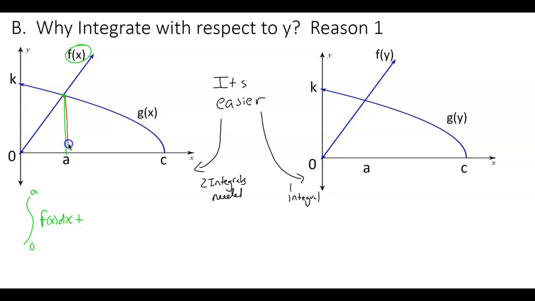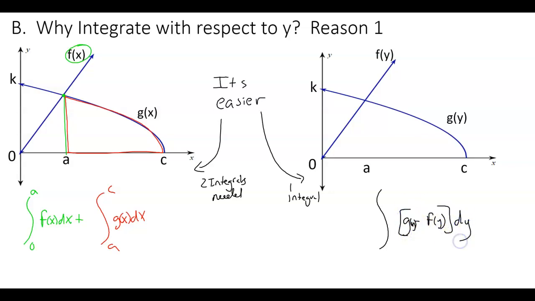But after a, we're looking at the area under the curve of g instead. So from a to c, I would have to find the area under the g function, and then I could add those two things together. But over here, since the g function is greater than the f function, we could write an integral like this instead, g minus f, to find the area between these two curves, starting at 0 and ending at k.